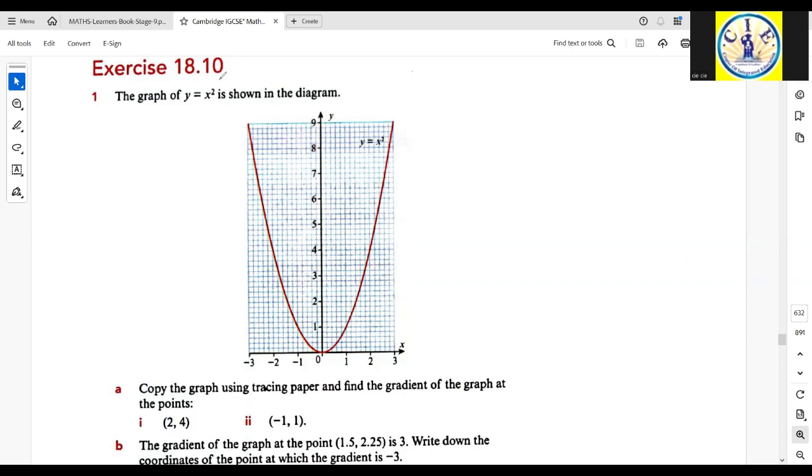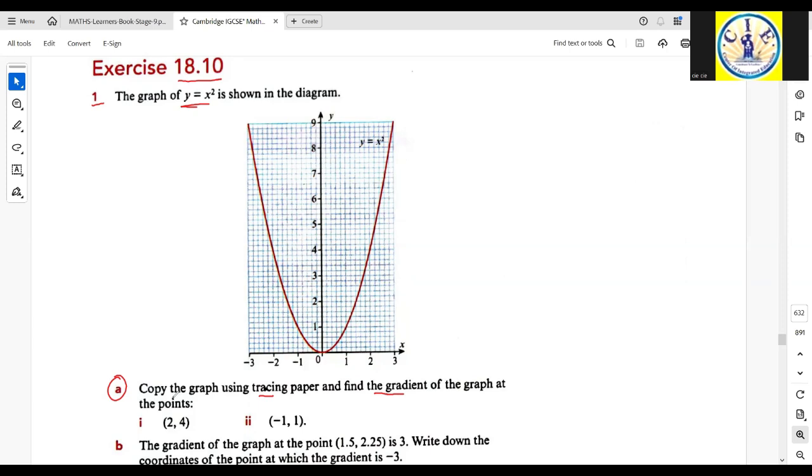This is exercise 18.10, question number 1. The graph of y equals x squared is shown in the diagram. Part A. Copy the graph using tracing paper and find the gradient of the graph at the point (2, 4).